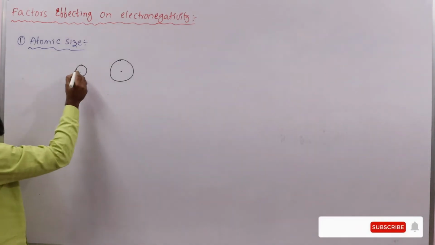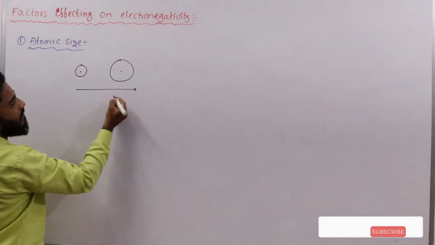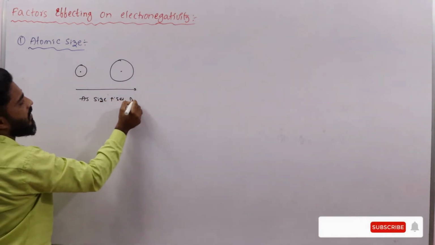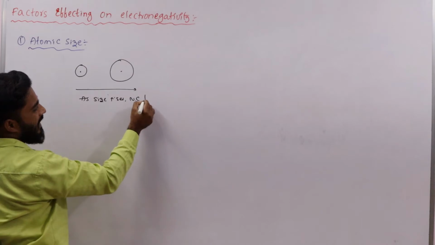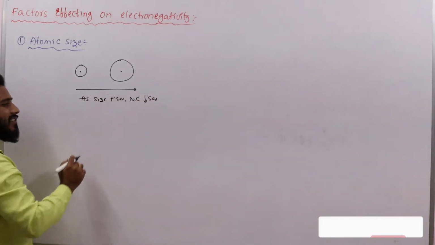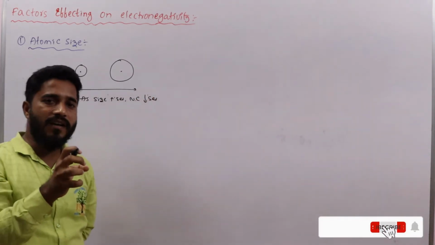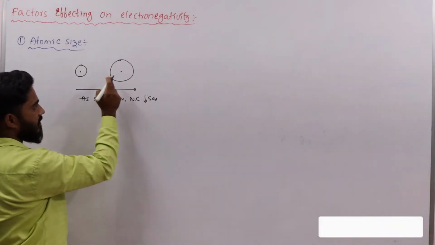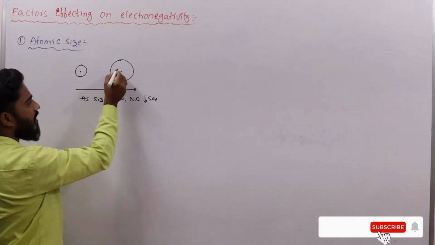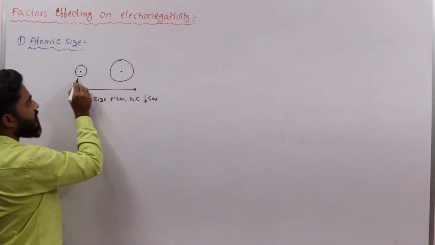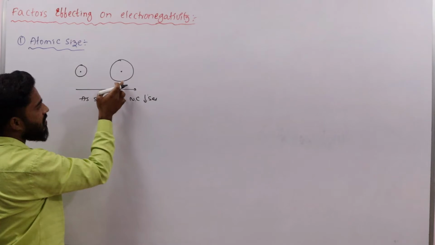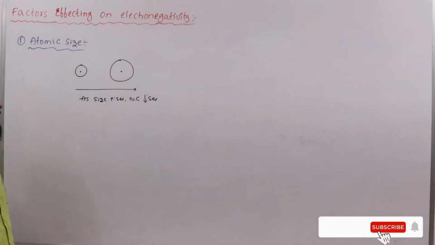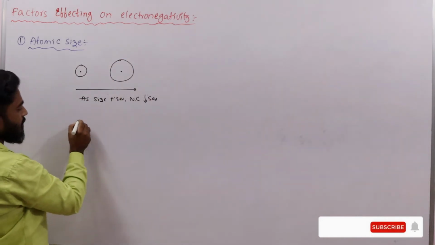We know that as the size increases, the effective nuclear charge, what will happen? It decreases. When the effective nuclear charge decreases, the attraction of electrons also decreases. As the size of the atom increases, nuclear charge decreases, and the attraction of bonded electrons decreases. So that's why we can write a relation here.